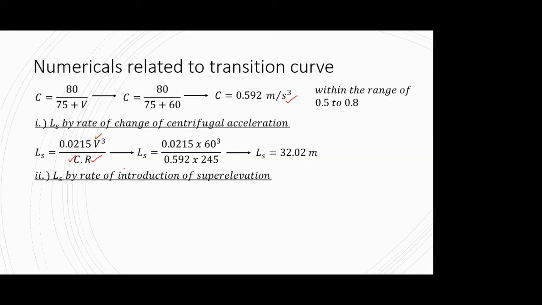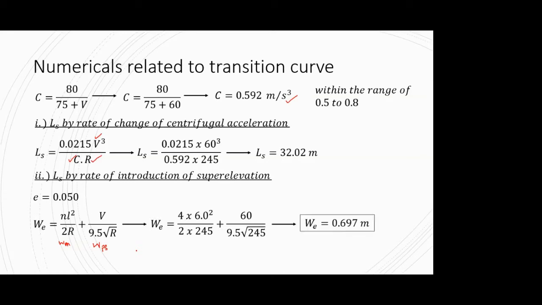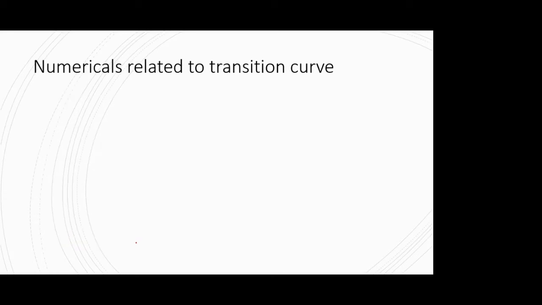Then the second one, that is rate of introduction of superelevation. We have seen it's 5%, that is nothing but 0.05. And they have given the wheelbase, so they are expecting that we should calculate the extra widening also. So extra widening, we have the formula n L square upon 2R plus V upon 9.5 under root R. So it's nothing but mechanical widening plus the psychological widening. We know all the values, so just substitute them and you get the extra widening as 0.697.